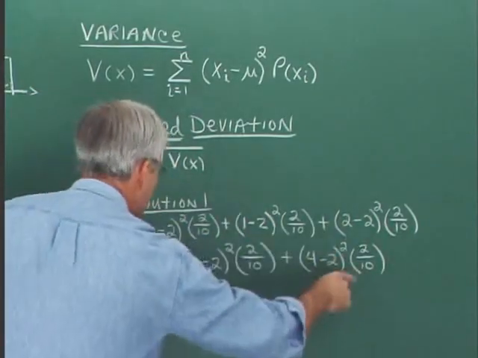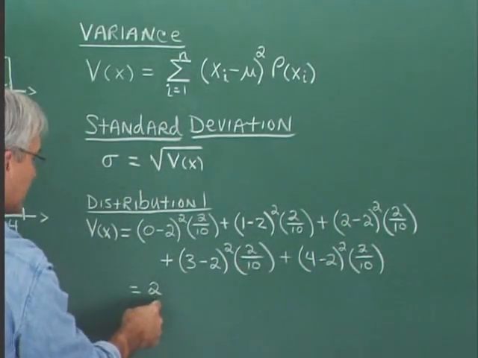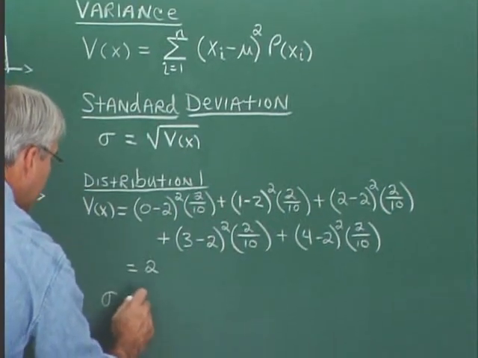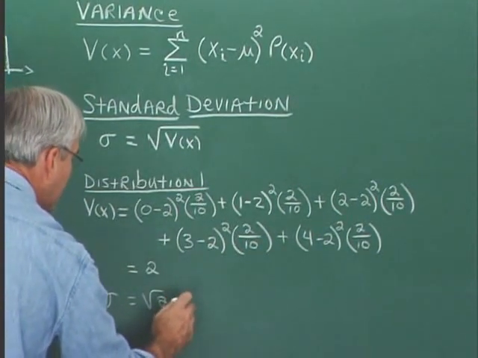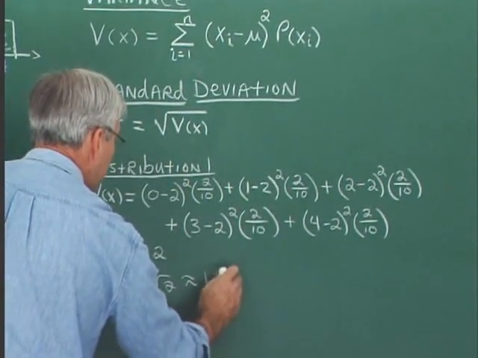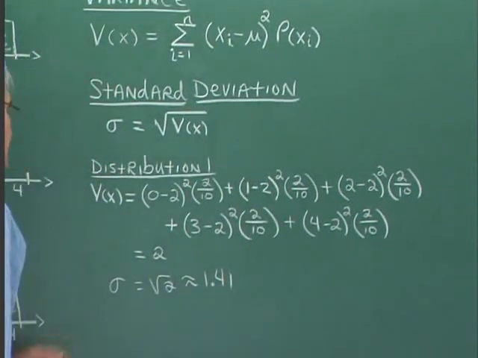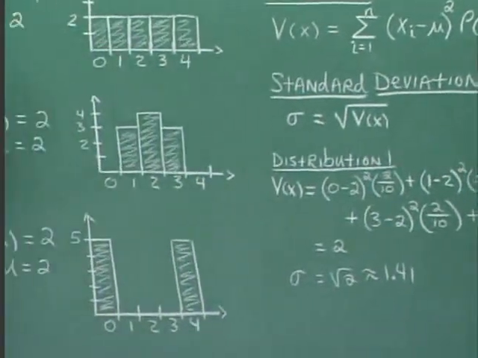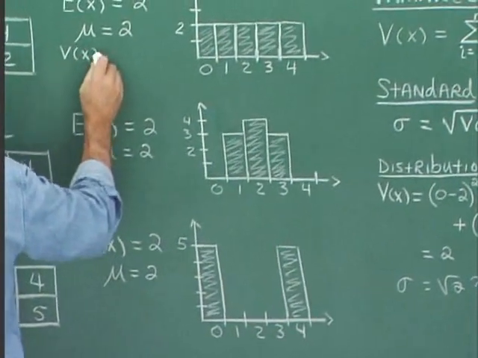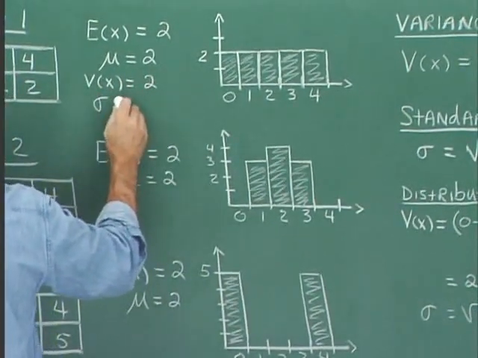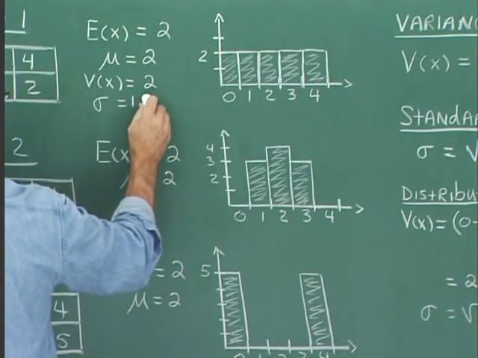Then performing the calculations, we find that the variance is 2. Now the standard deviation is the square root of 2, which is approximately 1.41. Now, let's put that information over here in the middle. The variance for this one is 2, and the standard deviation is 1.41.